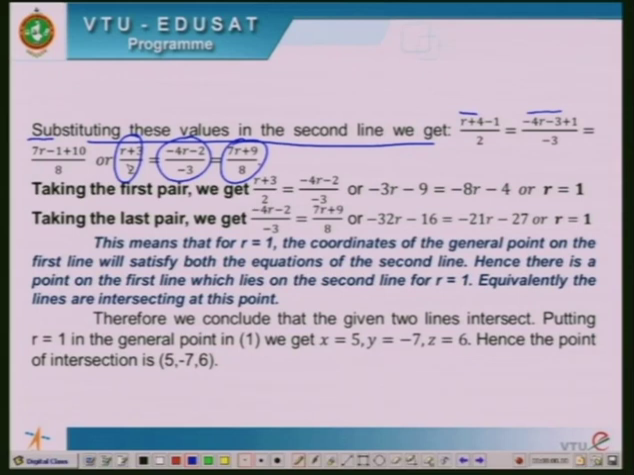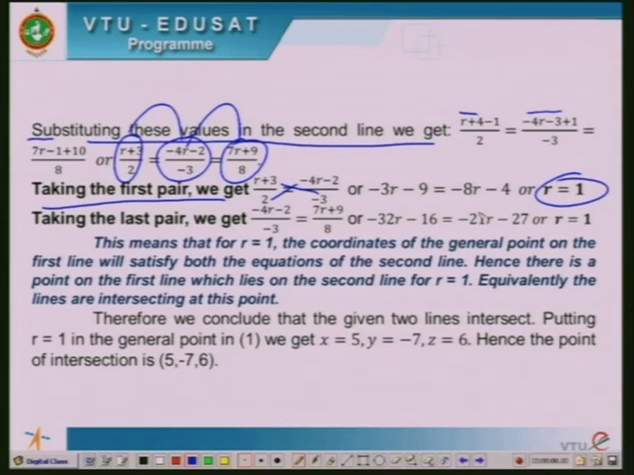Now, take the ratios pairwise. In the sense, take the first and second, take the second and third, you may also take the first and last. So, we take the first pair. Taking the first pair, we have (r plus 3) by 2 equal to (minus 4r minus 2) by minus 3. Cross multiplication gives minus 3r minus 9 equal to minus 8r minus 4, which immediately gives r equal to 1 on simplification.